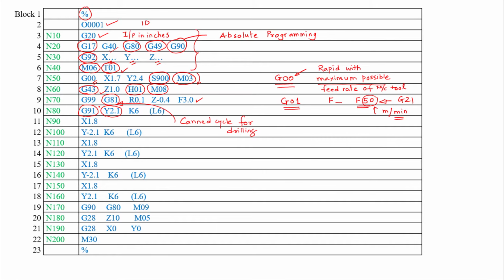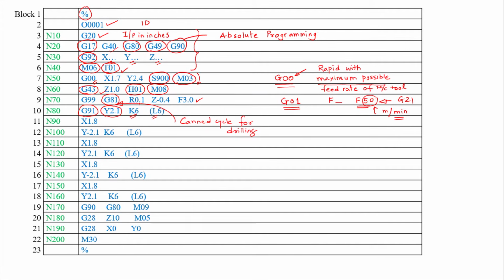We are moving with a distance of 2.1 inches in the y direction. So that's why Y2.1, K6. K is the number of holes to be drilled. That information is K6. Some controllers allow the letter L as well. So K or L, the meaning is the same. 6 is the number of holes to be drilled. The controller will understand this block as incremental mode from its previous position.